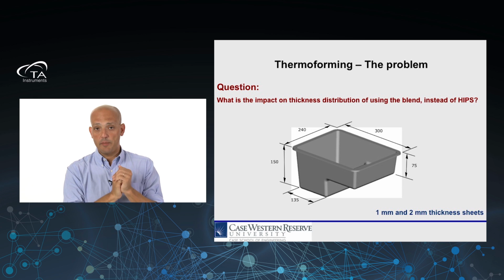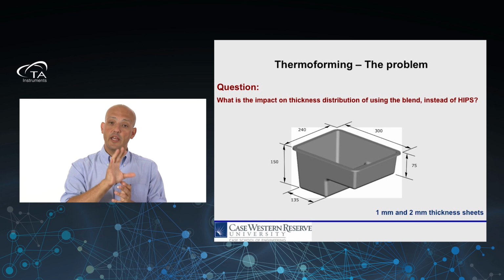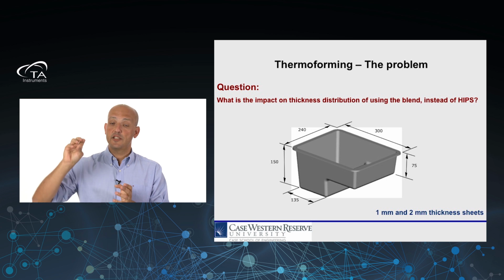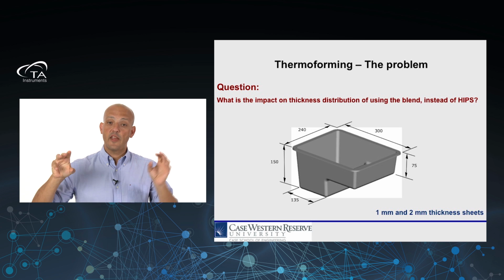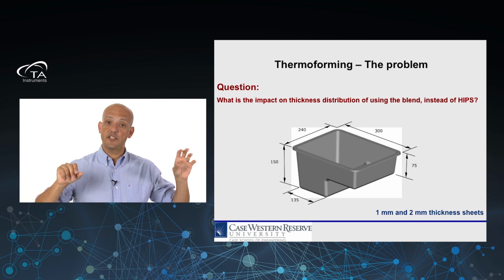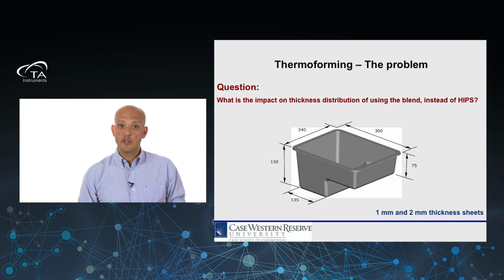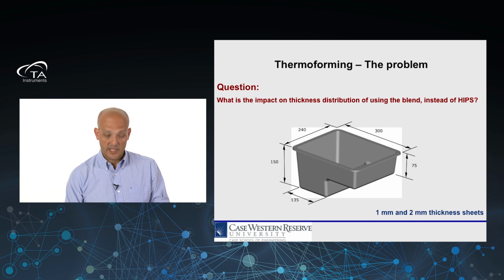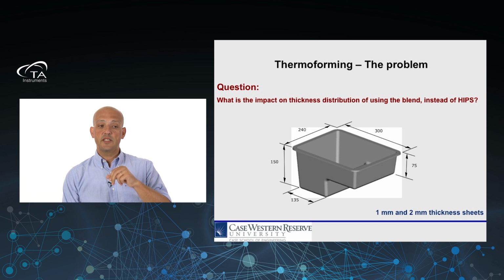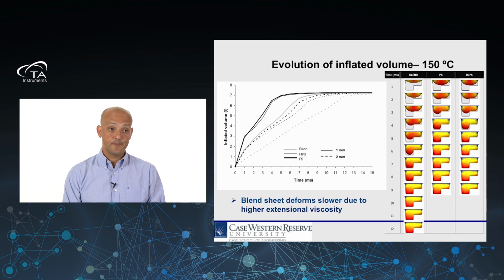And this particular part has the right side is regular thermoforming, and the left side is actually deep draw thermoforming. So we can take a look at both cases simultaneously. And we did simulations and experiments for 1 and 2 millimeter thickness sheets.